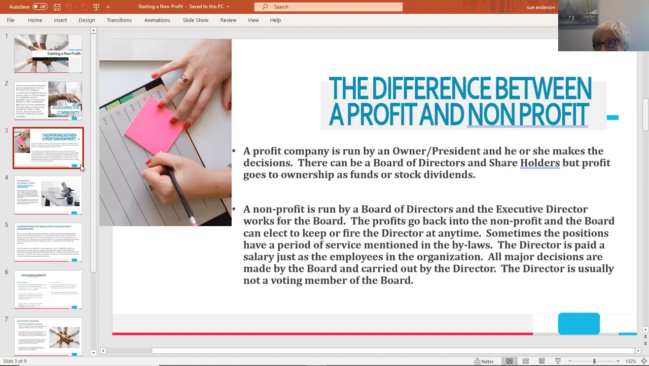Usually within the bylaws, the board time frame is structured, which means it's listed how long a board member can be on the board of the organization. It also sometimes structures how long a director can be considered before evaluation. Those things are part of how you will develop your bylaws when you start actually creating the purpose of the organization. Usually the director is paid a salary by the organization, and all decisions are made by the board at board meetings, but they're carried out by the director. The director can be a board member, but usually they are not a voting member.